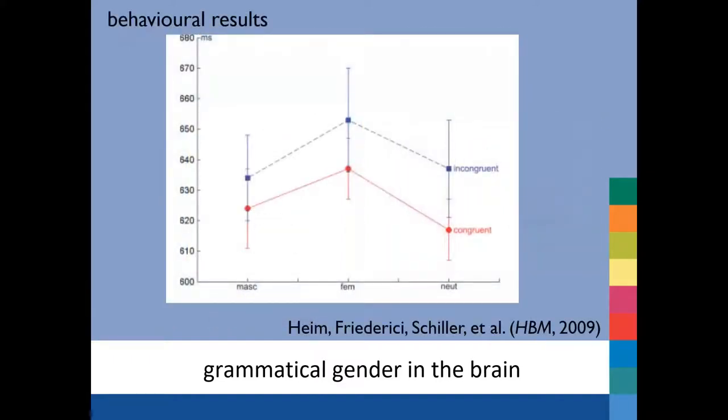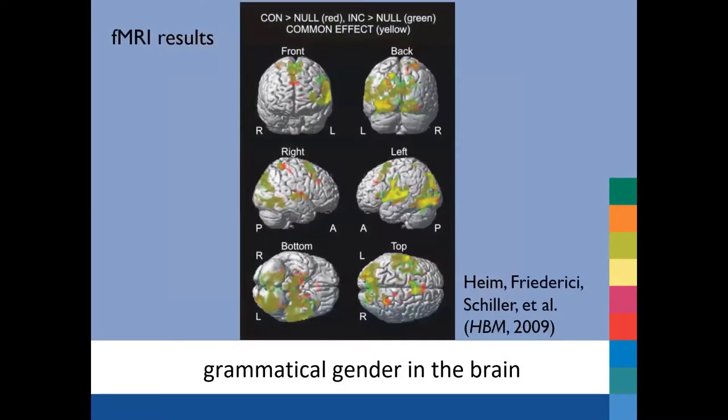These were the reaction times. So here you can see that we found the gender congruency effect actually for all the three gender words. So for the masculine, feminine, and for the neuter words. So we replicated the effect once again. It's a little bit boring, I know, but I cannot do anything about it. We find the effect every time.